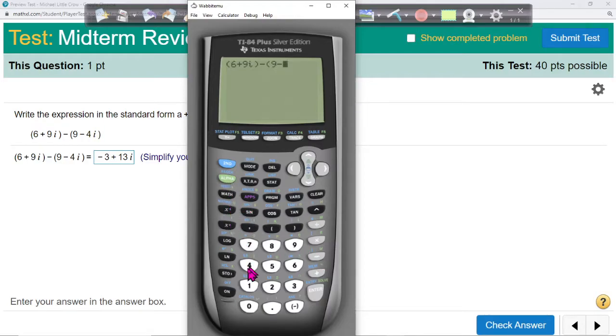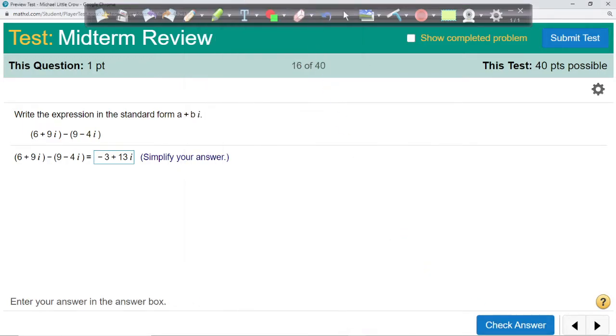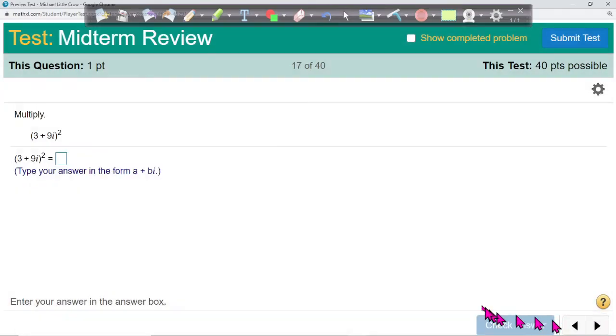9 minus 4i. So the decimal was shifted. I get my i. And watch, it knows how to do imaginary numbers now. It might work without being in the mode, but if you do square roots and such, it's good to be in the complex mode. Minus 3 plus 13i. Okay, so if you forget how to do it, your calculator will remember for you. Okay, 16. Let's go to 17.